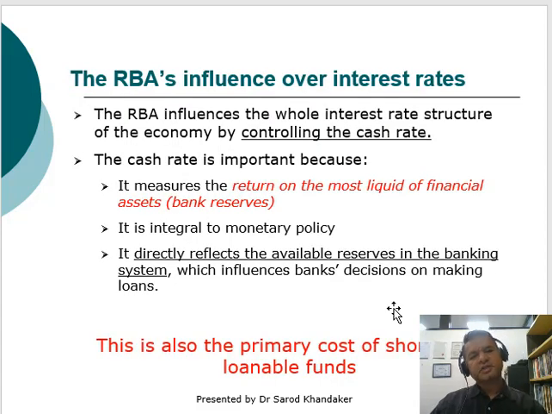So the RBA's influence over the interest rate can include controlling the cash rate. Now, as we know, the RBA meets about 11 times a year, except in the month of January, and they decide about the cash rate. The cash rate is important because it measures the return on the most liquid of the financial assets, the bank reserves. It is integral to monetary policy, and it directly reflects the available reserves in the banking system, which influence banks' decisions on loans. Therefore, the RBA has a strong influence on the interest rate.